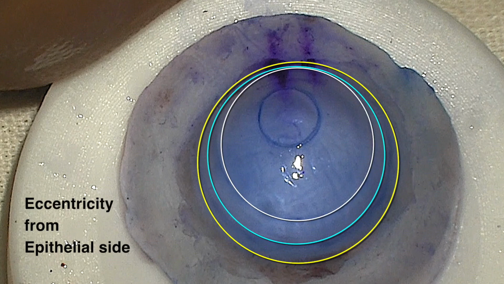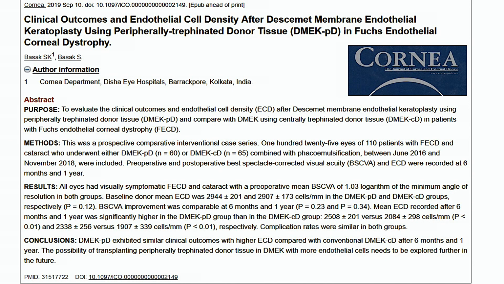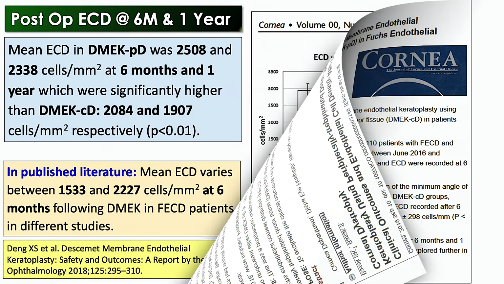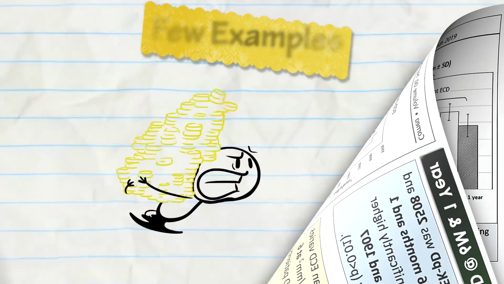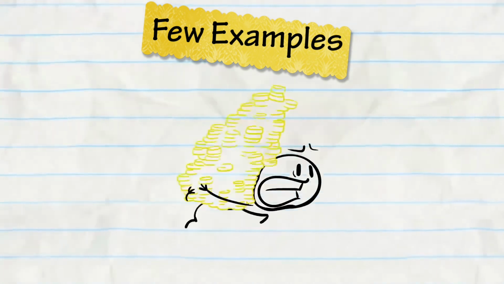So we published our results, and the mean endothelial cell density in DMEK PD at 6 months and 1 year was significantly higher than that of a centrally trephined DMEK graft. Let us see a few examples.